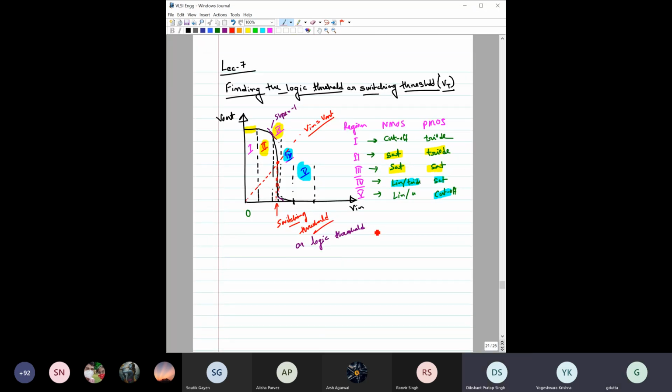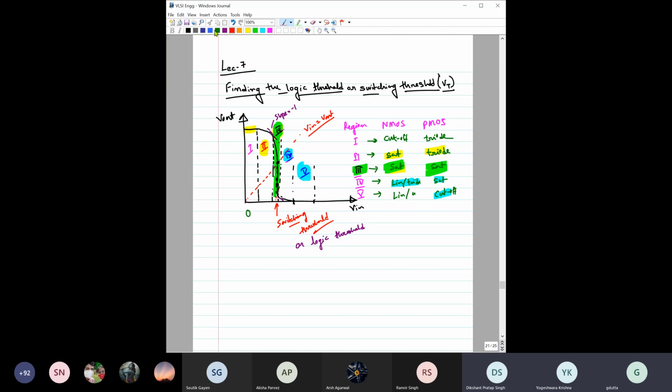Now let us discuss a few more things on the logic threshold or switching threshold, that is VT. VT falls under this region, where the gain is very high, and in region 3 both the transistors are in saturation. So if I ask you what would be the expression of this VT, I think you can quickly do it.